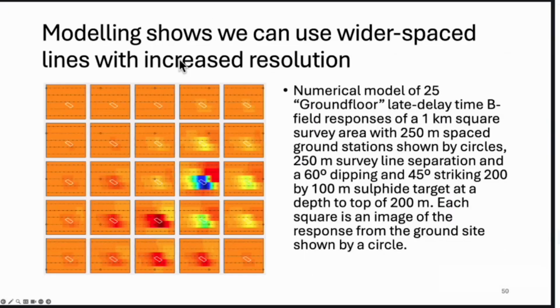Okay, I'll skip that. So modeling shows we can use fairly widely spaced lines with increased resolution. What is shown here is a bit like that ground floor I just showed you. Here's the target. And with a sensor here, with each of these things plotted at the transmitter, we get a fairly clear response. Each of the other ones is, for example, this panel here shows the response when our receiver was sitting there, and we plot that at the transmitter.